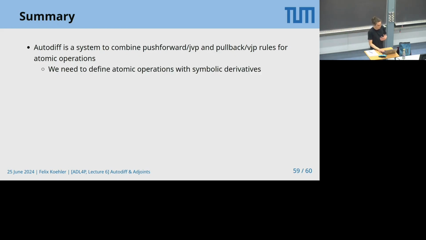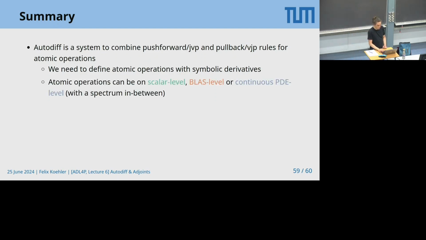And this brings up the question that we need to define these atomic operations, and they usually come with symbolic derivatives, or you might say custom rules for how to propagate derivatives over them. And the important takeaway is that this can be at a lot of levels. There's actually probably a discrete, but still a spectrum. At the lowest level, all the scalar floating point operations, vector operations, or in the sense of the continuous PDE, where you find adjoint physics.